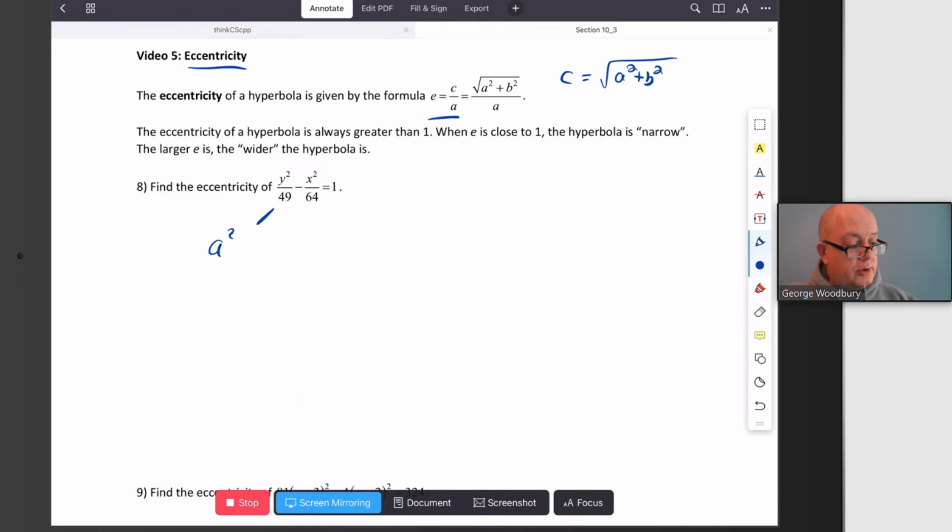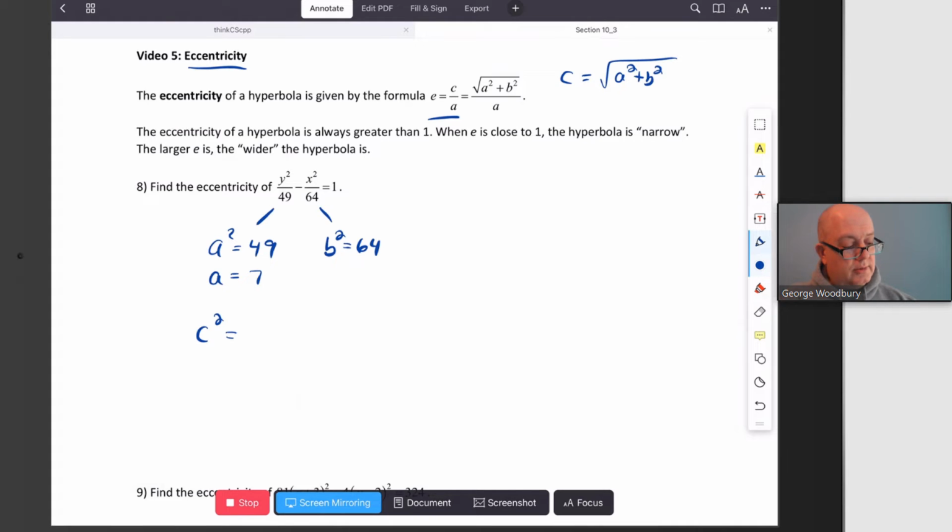Really important to point out that a squared is always under the leading term here, the one that's positive, not the one that's being subtracted. And so here a squared is 49, not 64. And that means that a is 7. We'll need that in a minute. For b, we really only need b squared, which is 64.